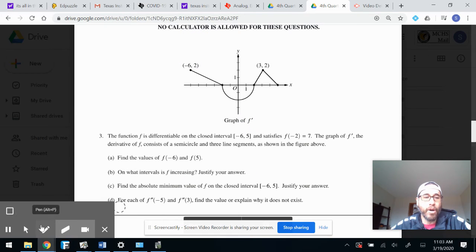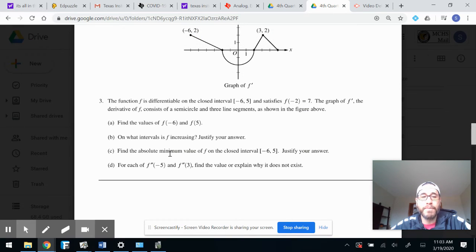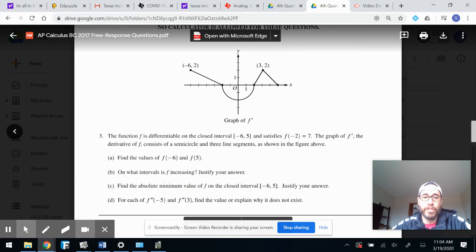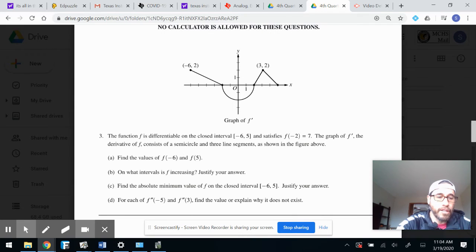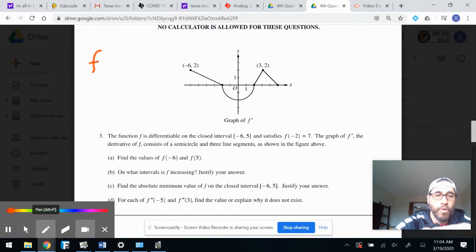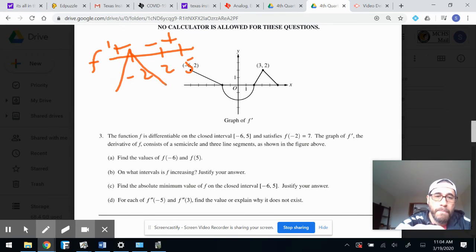C, find the... okay, now this is the one we all kind of struggle with in class, right? Find the absolute minimum value on the closed interval from -6 to 5, and we have to justify our answer. So where should I do my work for this? I should have left up what I had up there, right, class? Because if I want to find an absolute min or max, I have to find the derivative. I have to put the critical points on that. And we had 2 and we had 5. And then we had positive, negative, positive.